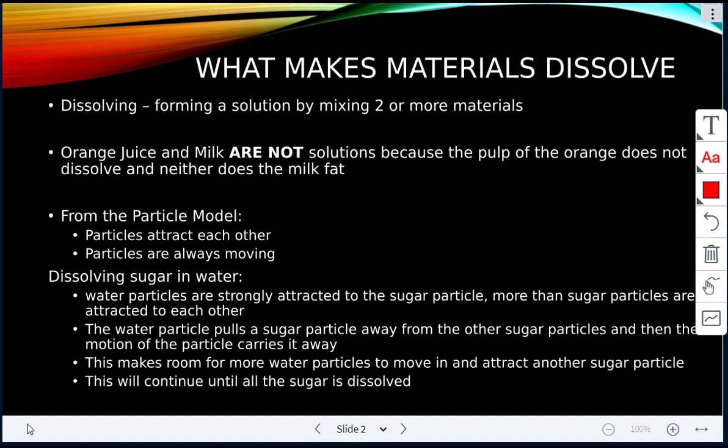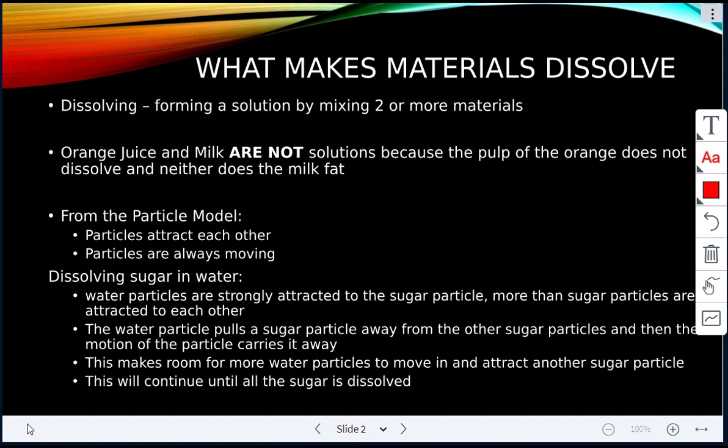So when we're talking about dissolving, we're forming a solution. So we're forming a solution by mixing two or more materials. Like we talked about last class, orange juice and milk, those are not solutions because the pulp of the orange is not dissolving, and neither does the milk fat. All right, those were examples of heterogeneous mixtures.